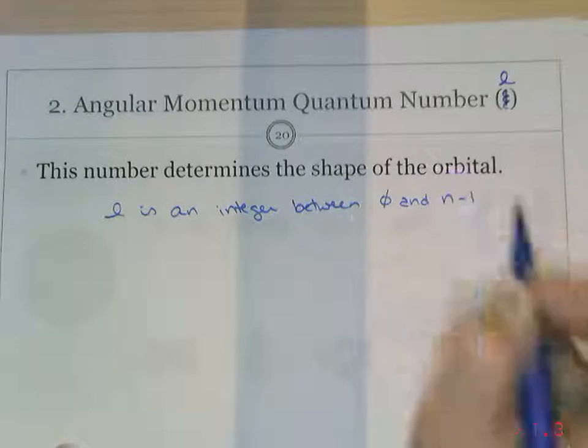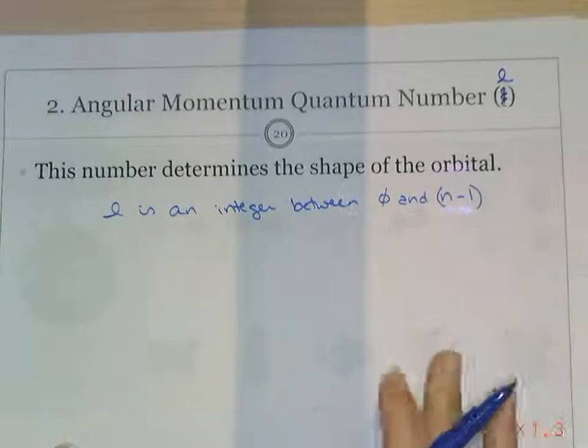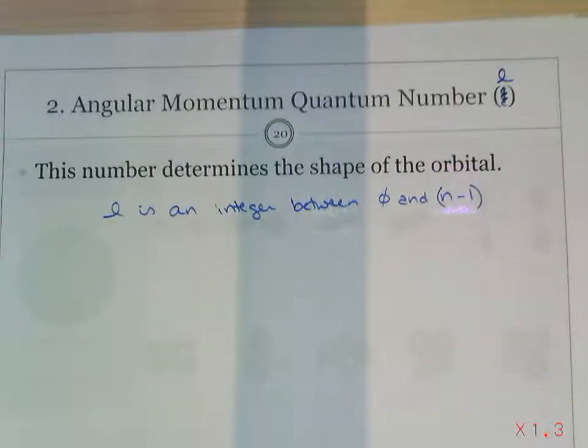And L will be any integer between 0 and n minus 1. So we think about it like our 4 numbers, right? We have our zone, which is n, and you can have any value of L up to whatever 1 minus your zone was, n minus 1.